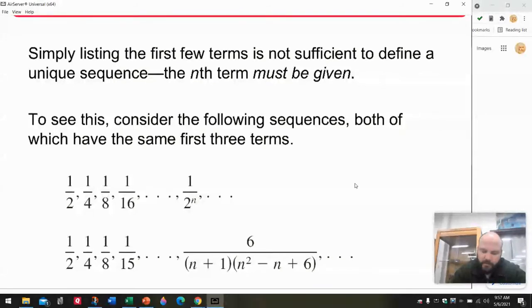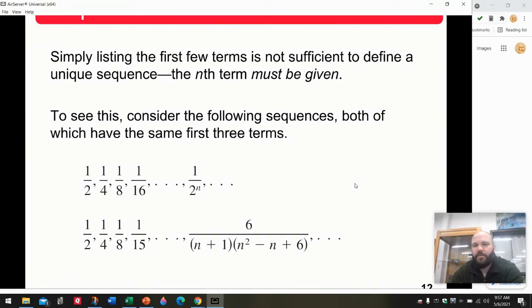So it says simply listing the first few terms is not sufficient to define a unique sequence. The nth term must be given. So what they're saying here is I can't just list two or three numbers and then put a dot, dot, dot after it, because there are multiple ways for that sequence to go.